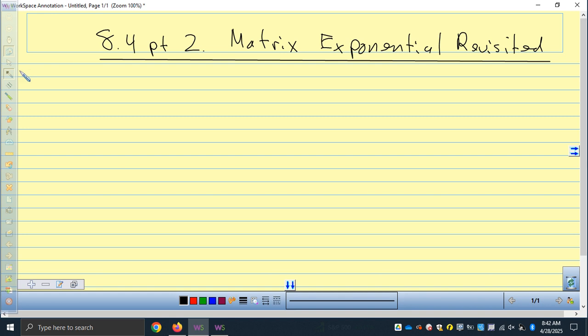All right, so we're going to revisit the matrix exponential. Oh, I got to turn the thing on. You got to be able to see what I'm writing. What does the video look like? Yeah, it's recording the screen.